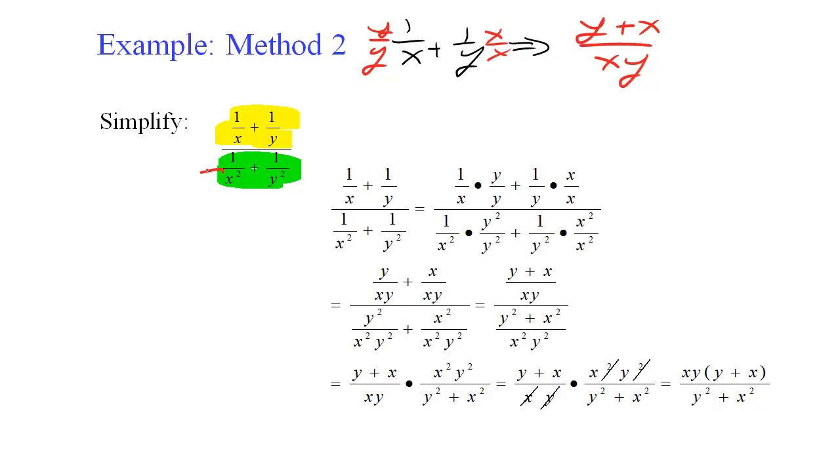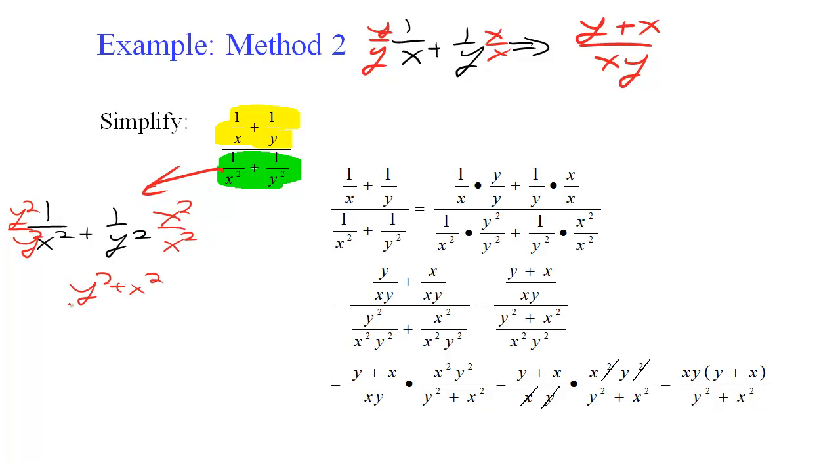Now, do the same thing with the bottom and go, okay, 1 over x squared plus 1 over y squared. Again, what kind of common denominator do I need? Well, I have to have both pieces, right? y squared over y squared, x squared over x squared gives me y squared plus x squared all over this x squared y squared. And now that's the bottom, and I'm done with each half.